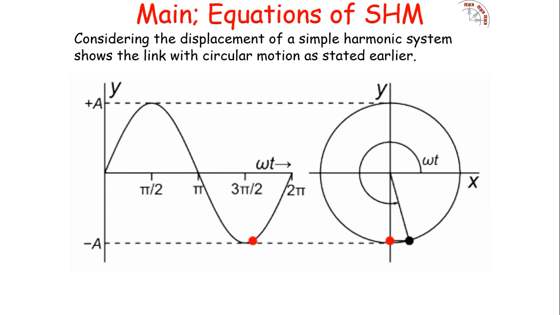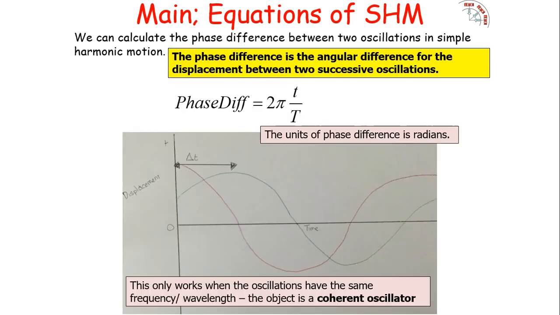So we can show the link like this, which shows the idea that circular motion and simple harmonic motion are exactly the same principle, just in different frames of reference. They actually are the same particular laws of physics.